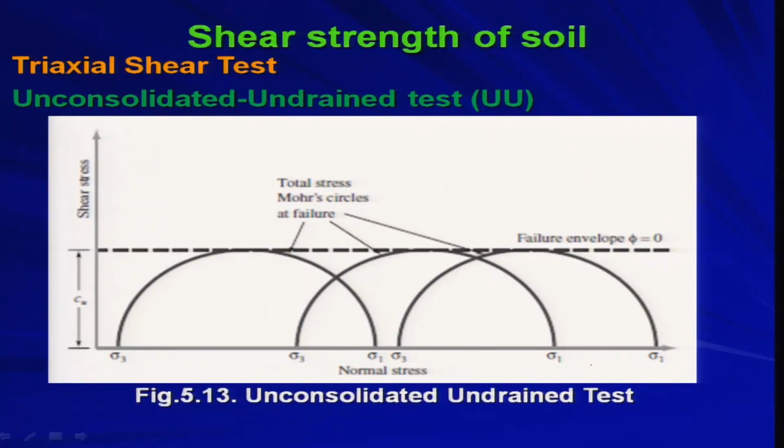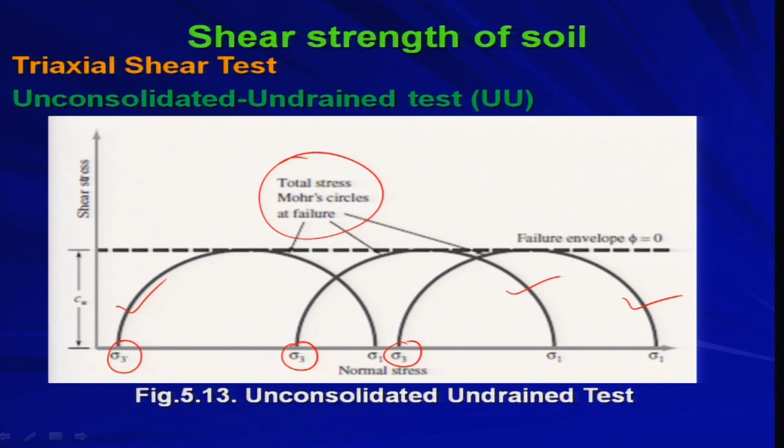Now, this is a typical plot of shear stress versus normal stress in the case of the unconsolidated undrained test. Here you can see these are all total stress Mohr circles at failure. You are doing the test on the same kind of specimen, but at different confining pressures. This is one circle, this is another Mohr circle, and this is another. In every situation you are performing the test at a different confining pressure, a different cell pressure.